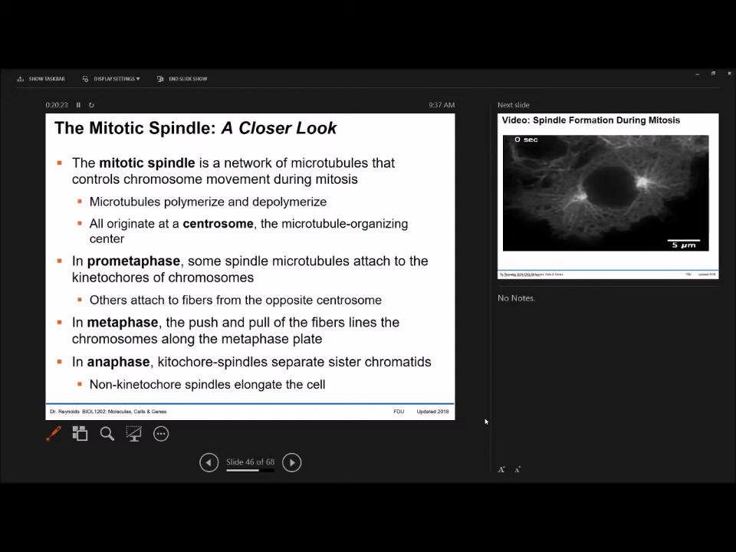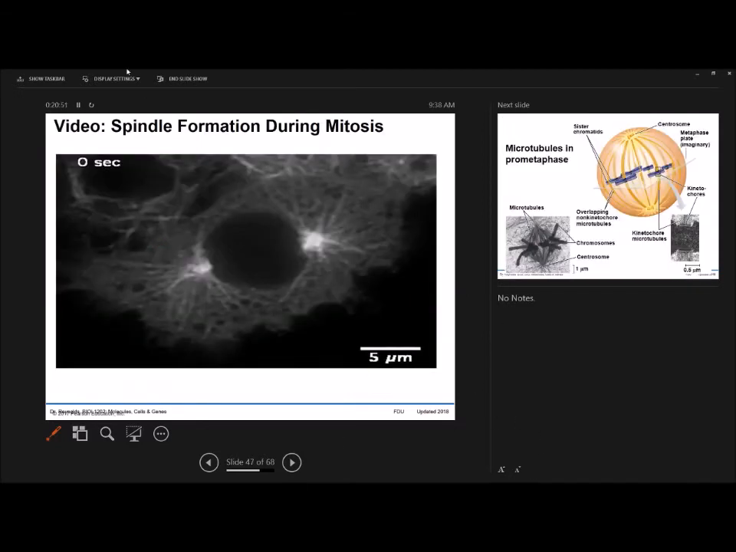Other spindle fibers, okay? In metaphase, that push and pull of the kinetochore-bound microtubules will line up chromosomes on the metaphase plate. And then in anaphase, we're going to split sister chromatids using the kinetochore-bound microtubules, but we're also going to push apart using those non-kinetochore-bound microtubules. Okay?